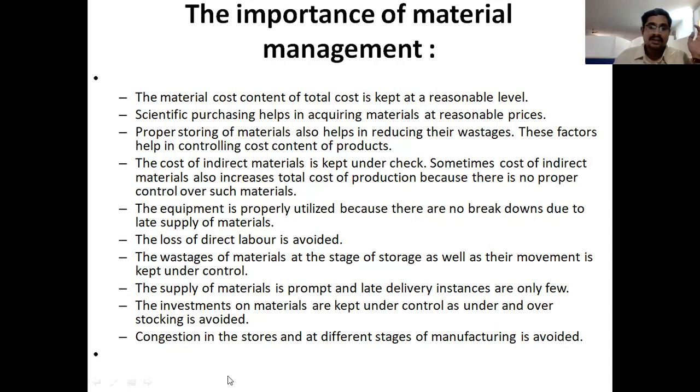So it is another benefit. By arranging and maintaining materials management, we can avoid the loss of direct labor, direct wages avoided, right? Next, the wastage of materials at the stage of storage as well as their movement is kept under control. So our movement and material wastages are under control.